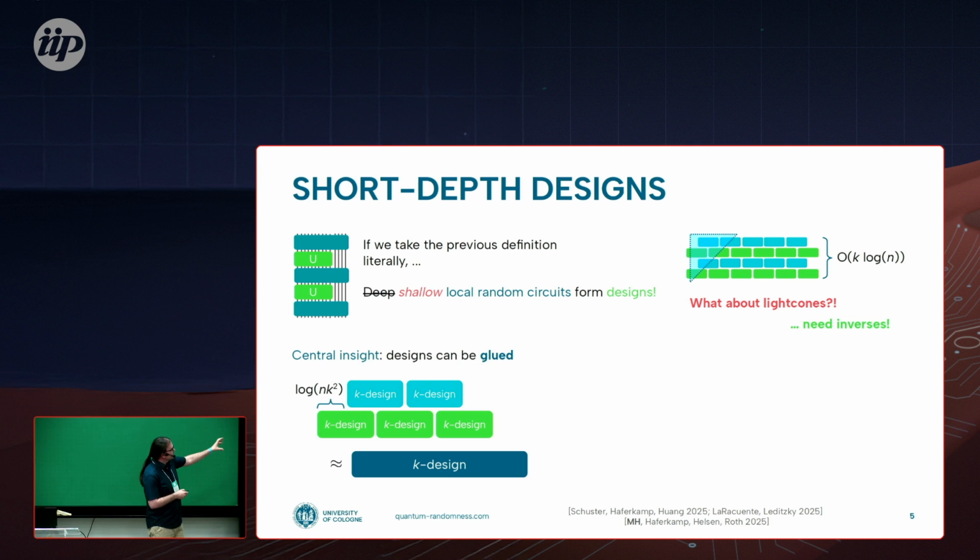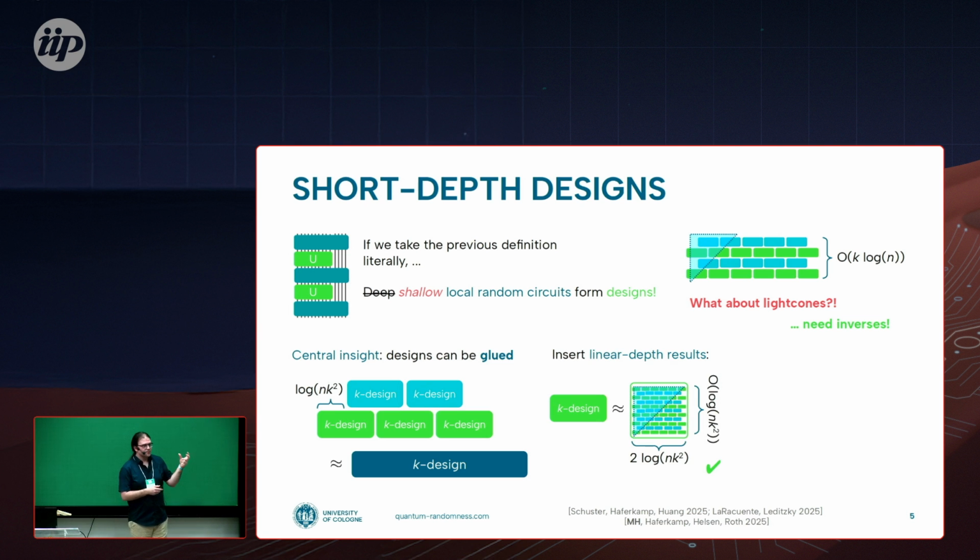And if you have such a gluing lemma, then you can immediately get logarithmic depth constructions, because you can now just insert the linear depth results that you know from before for every one of these small k-designs. And because the small k-designs only act on logarithmic size patches, linear depth means that they are also only logarithmic depth. So these are basically log times log kind of circuits. And now I take two layers of that, and then again a log circuit. So this is kind of nice. From such a gluing lemma, you automatically get these log depth constructions for free.